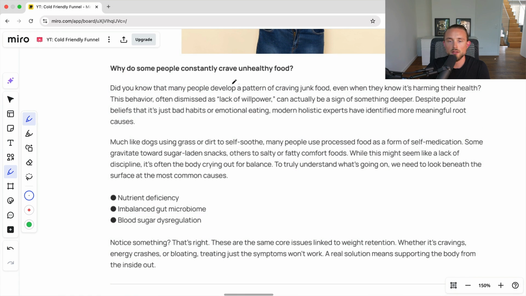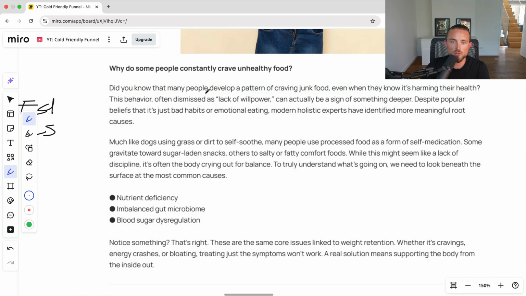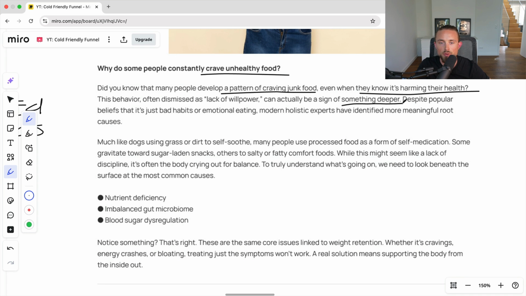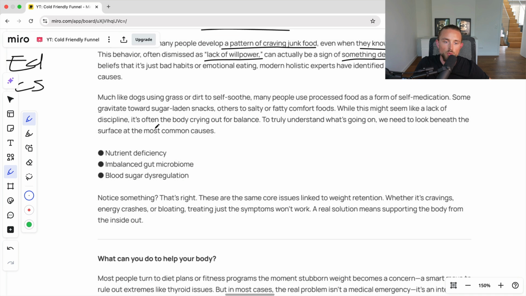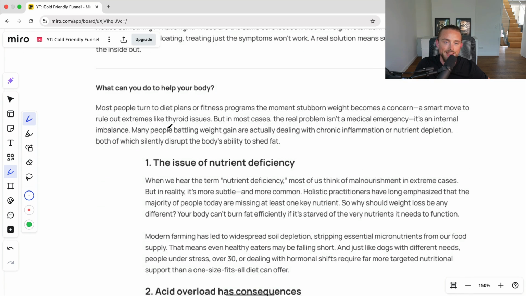Then again, we educate them around their current situation, right? Education around their current situation, so they can also resonate with this. "Why do they crave unhealthy food?" And then we basically educate them that certain people develop a pattern of craving junk food, even if they know that it's harming their health, right? So again, here we say it's something way deeper than just lack of willpower. Then we just kind of go through this, right, in the whole paragraph, and educate them on that.